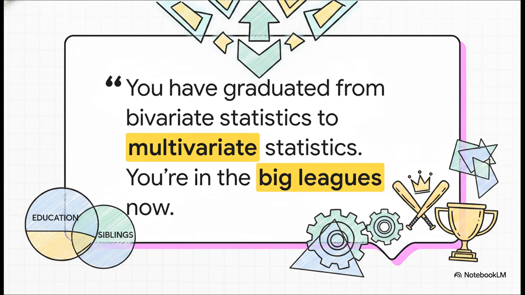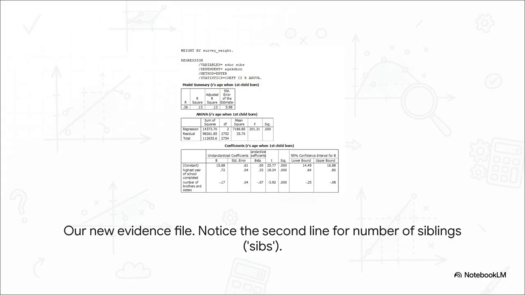And this is so important because now we can see the effect of education while also accounting for the effect of siblings. You're officially in the big leagues now. Here's our new evidence file. See that? We've got a second line now for number of brothers and sisters. Our model is getting more sophisticated, which means our ability to tell a more detailed story is getting a whole lot better. Let's see what these new clues tell us.